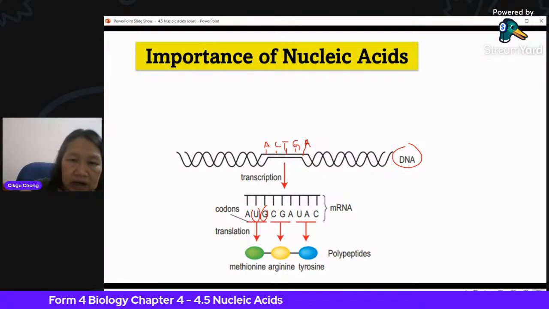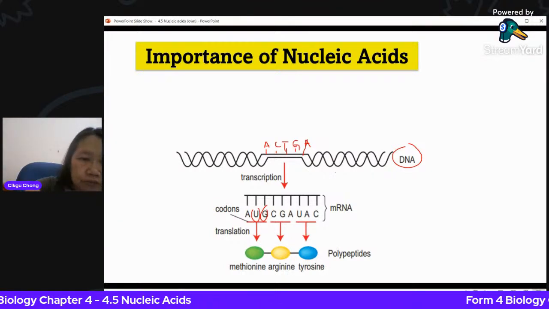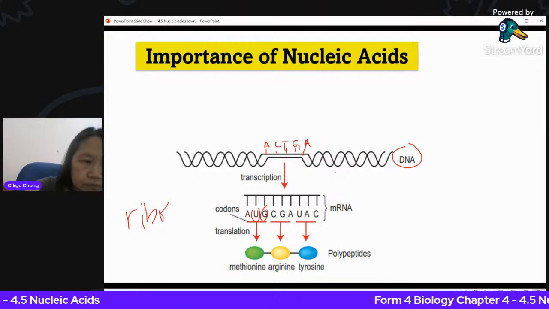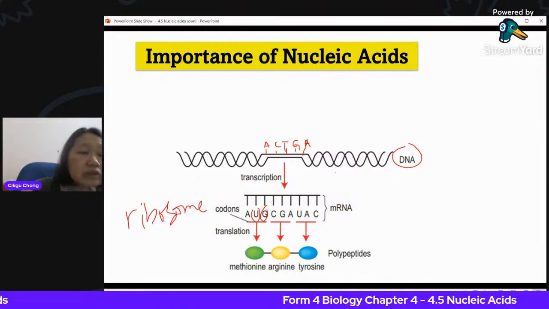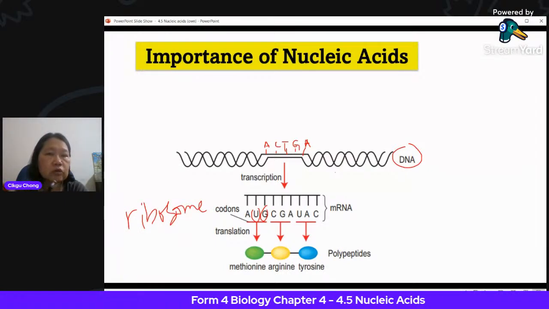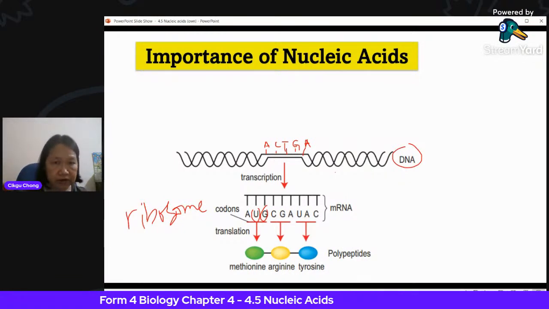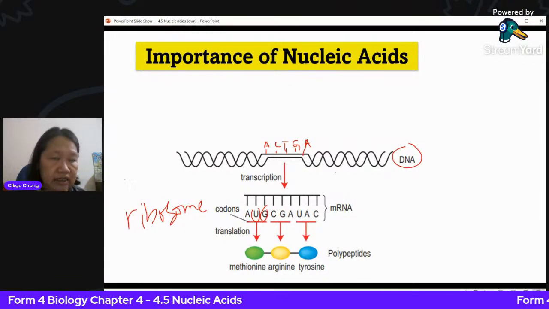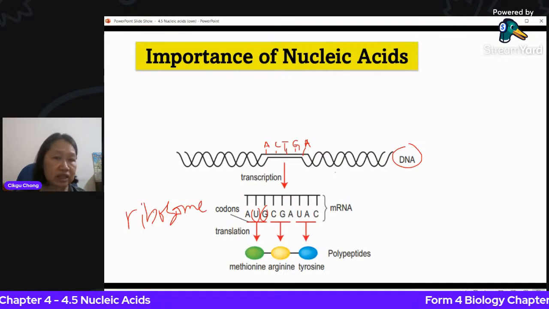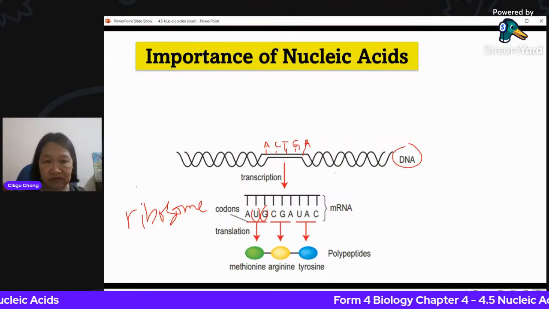So your mRNA now goes to the ribosome. This happens at the ribosome. Okay, I just want to give you an entire picture. You don't need to write all this in detail, but it will help you a lot if you understand this. You go to Form 6, you will know what it's all about. The whole story you will learn in Form 6.